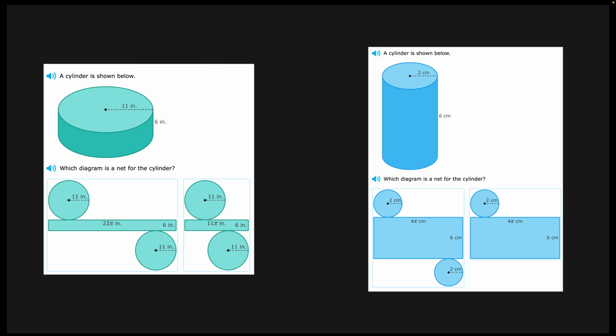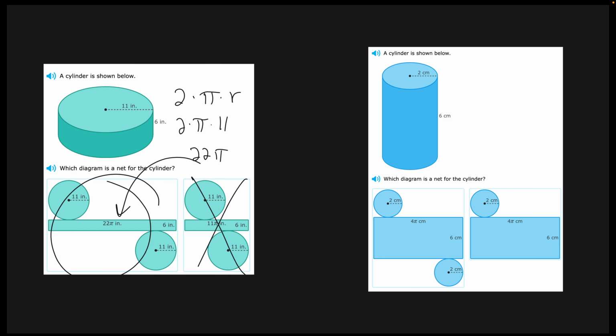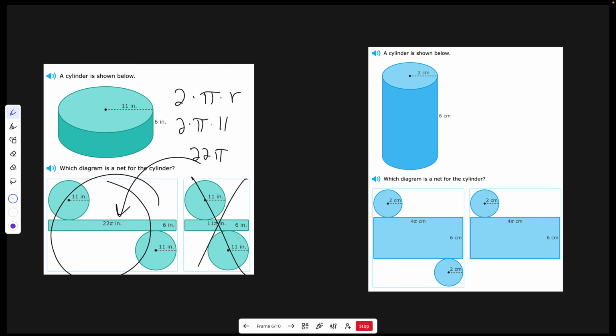Okay, now that you've had time to work these problems, let's check your solutions. For the first problem here is the work. You should have said that the net on the left was correct. And for the second problem, remember that there are two circles, right? There's a circle on the top and a circle on the bottom. So this one over here is missing a whole circle. So the one on the left is also correct.